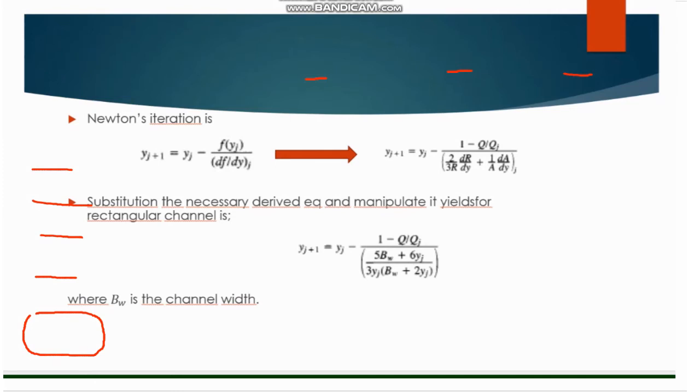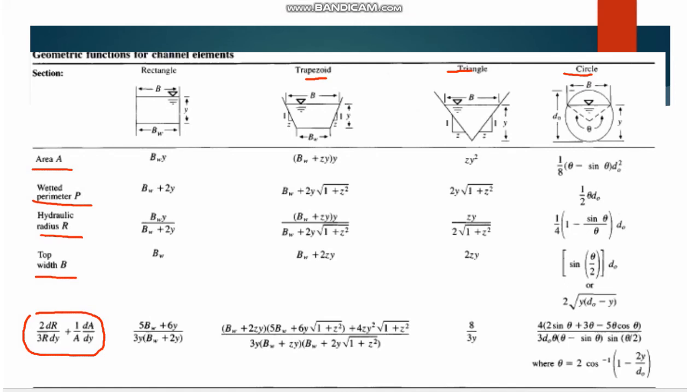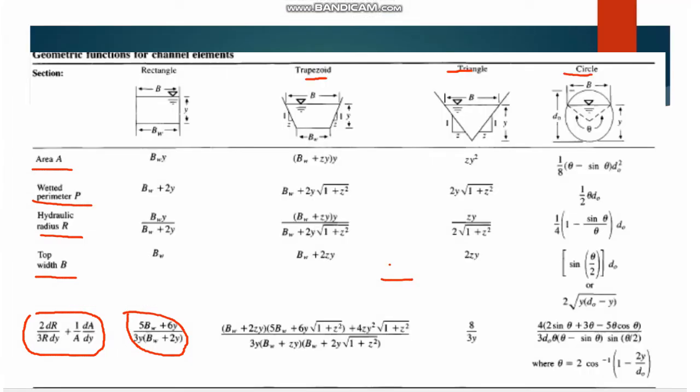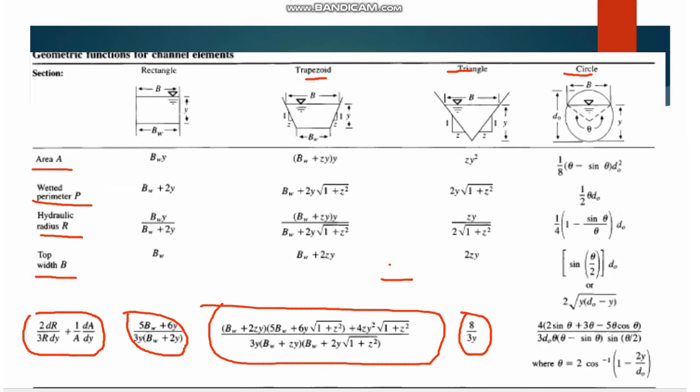Okay, from Newton's iteration we obtained this. For the rectangular channel, we use this one as in the previous example. But for trapezoid, we just need to substitute this one. For triangle, we just need to substitute this one. And for circle, we just need to substitute this one. Right? So let's take this one.